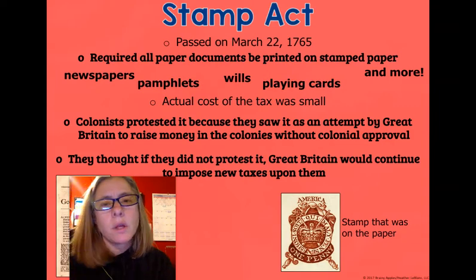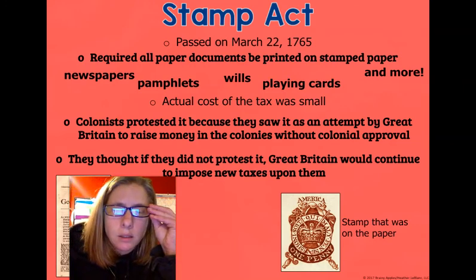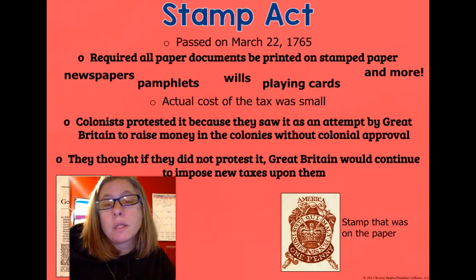The colonists also think, oh, Britain is going to continue to try to tax us if we don't try to protest and speak up about this. And so they felt like there was more of this to come if they didn't try to speak up.